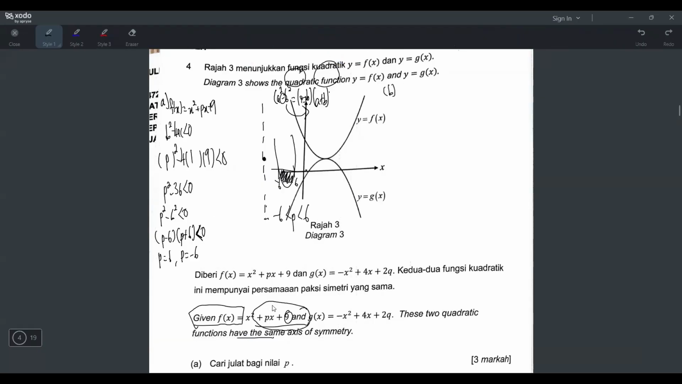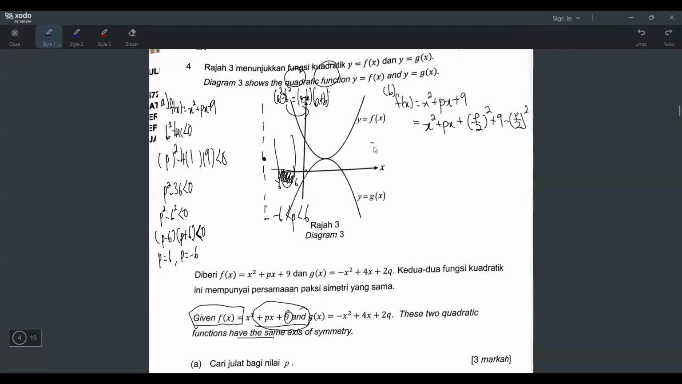So if I want to do completing the square for this first equation, f(x) equals x squared plus px plus 9. When we do completing the square, we have to make sure a is positive 1. If it's not positive 1, you cannot do completing the square. This one is already positive 1, so now we can start. The formula is like this: x squared plus px plus bracket square plus 9 minus bracket square. This is how you do completing the square. Inside the bracket, you have to write b over 2, and in this case, the b is p, so p over 2, p over 2.